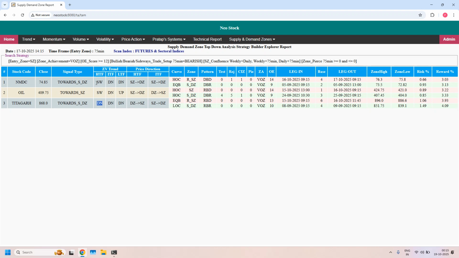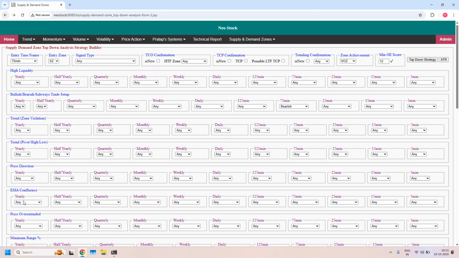Sideways trend EMA does not work. Now let's verify if this stock weekly EMA is available. So weekly supply zone having weekly EMA, and trend on the weekly should not be sideways. It should be downtrend because it is bearish trade setup. Let's filter.